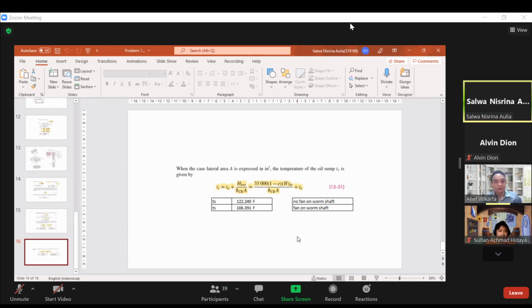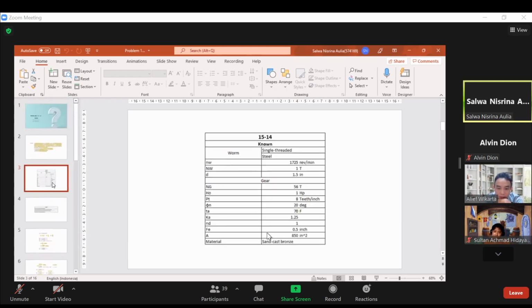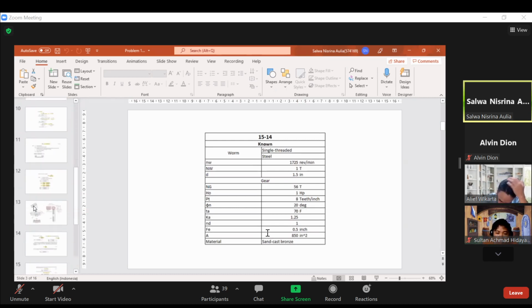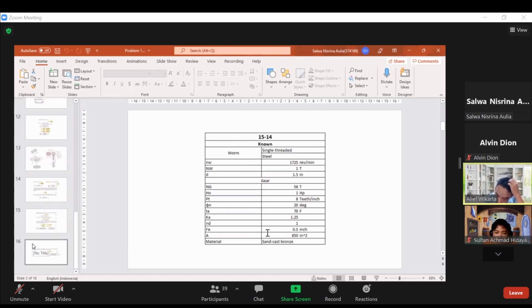Oh, ambient itu kan environment ya. Ambient itu environment temperature, temperatur luarnya, surrounding. Berapa nilainya sih? What's the value for T? The ambient temperature in here is 70 Fahrenheit. So in Celsius, berapa? 70 Fahrenheit itu berapa?